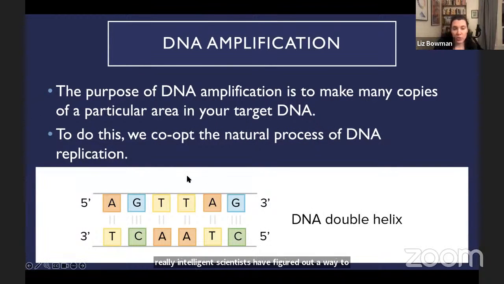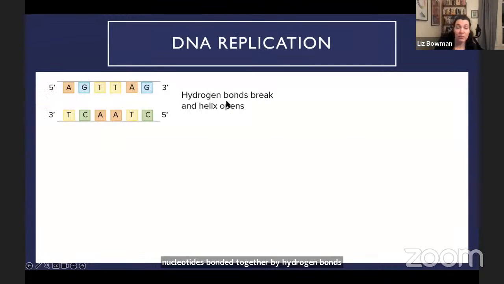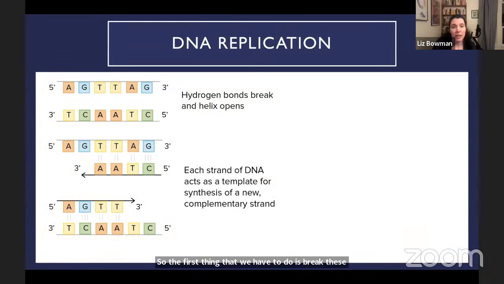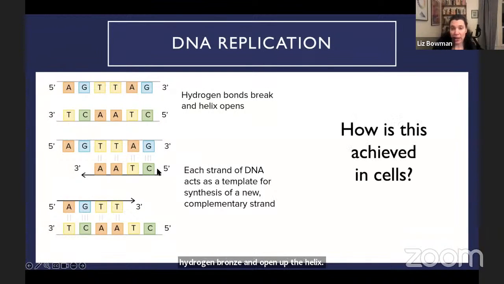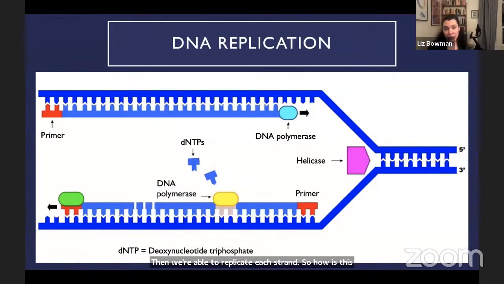So just to remind you, we start out with this DNA double helix, where we have our 4 nucleotides, bonded together by hydrogen bonds. So the first thing that we have to do is break these hydrogen bonds and open up the helix. And then we're able to replicate each strand. So how is this achieved in the cell? There's a number of different machines that operate in the cell that do this, and they all work simultaneously within your cell to make new copies of DNA.